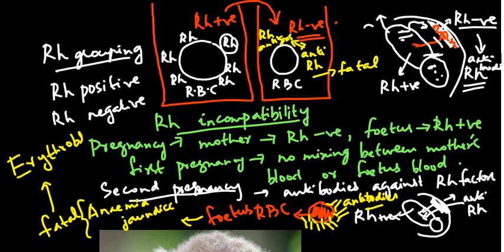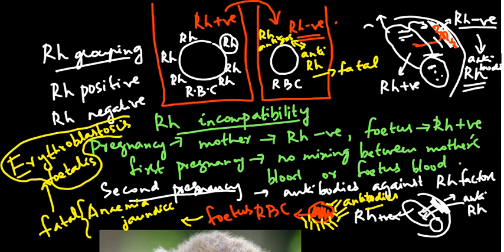Erythroblastosis means erythrocytes are getting destroyed and leading to the death of the fetus, and this is destroyed due to the RH incompatibility. So that's about the RH incompatibility during pregnancy. It happens when the mother is RH negative and the fetus is RH positive.